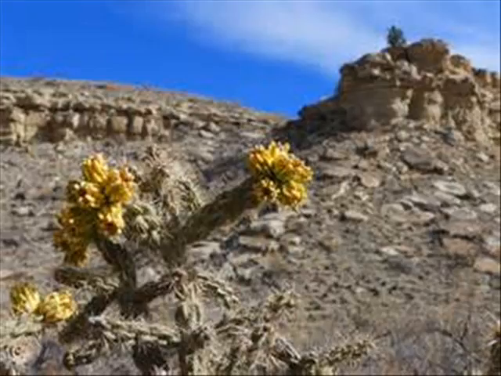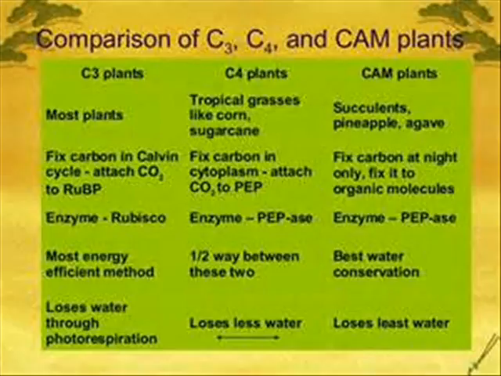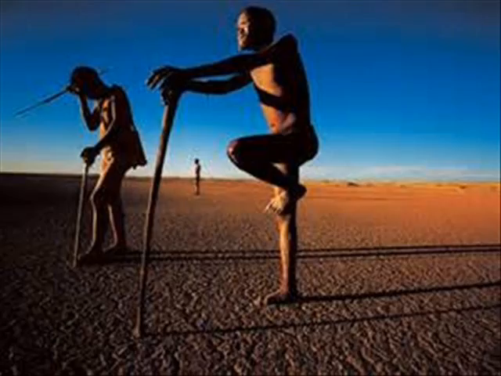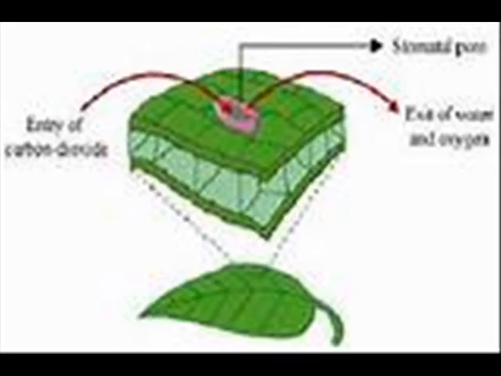CAM plants. It's an acronym for crassulacean acid metabolism. All right. All that means is, I'll explain it. Up there, it gets so hot and dry that plants would die if they kept their stomata open.